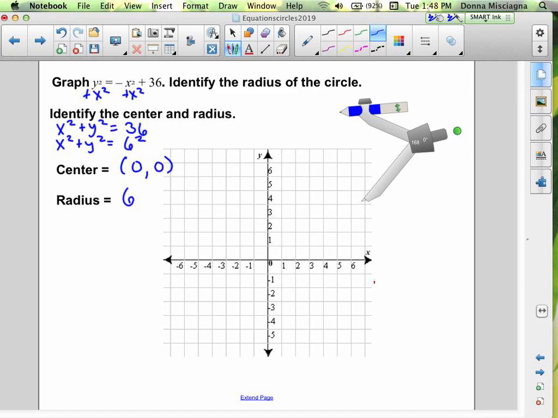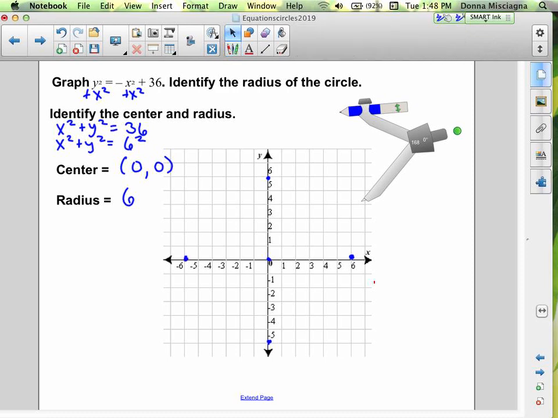We're going to graph the center point, 0, 0, and then count all 4 directions, 6. So up 6, 1, 2, 3, 4, 5, 6, down 6, to the right 6, and to the left 6.